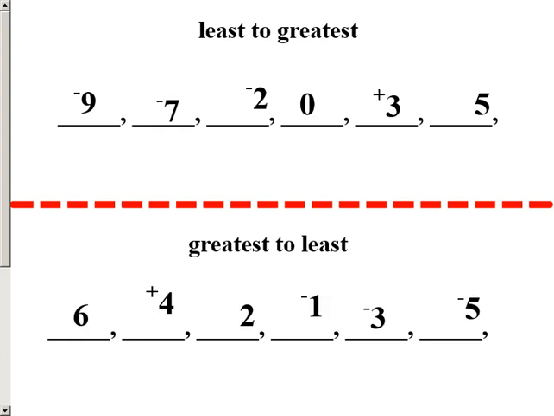All right, if you've done them correctly, this should be the order that you have them in. And if you've not done them correctly, then think about drawing a number line, look at where each of the numbers are, and that should help you to figure out what order they should go in.